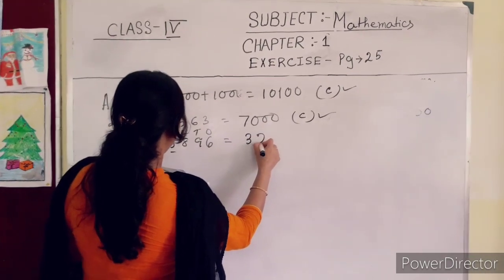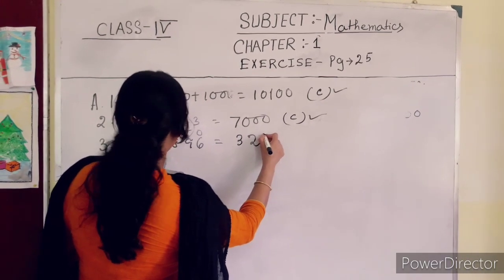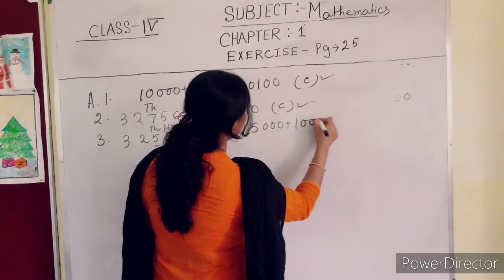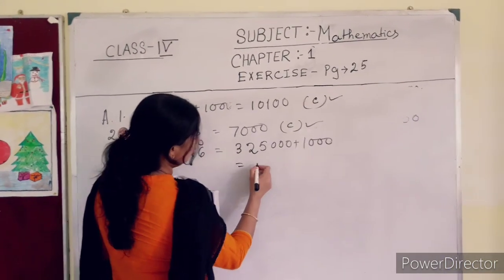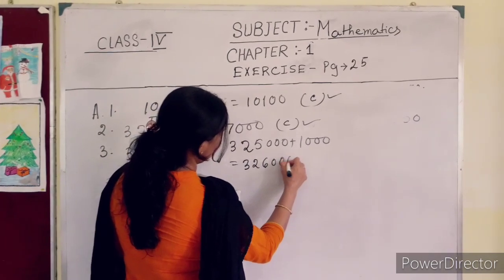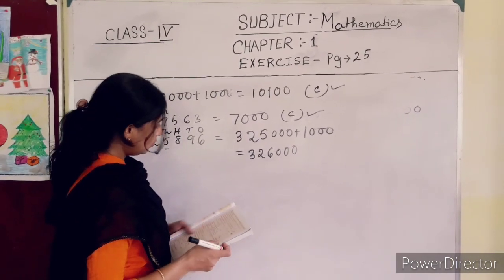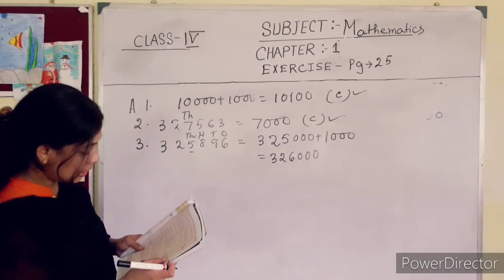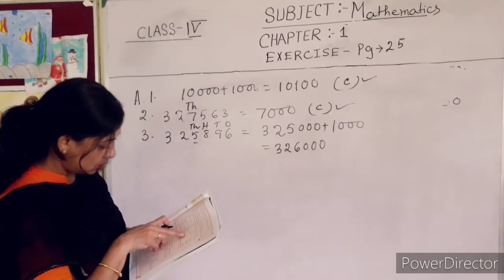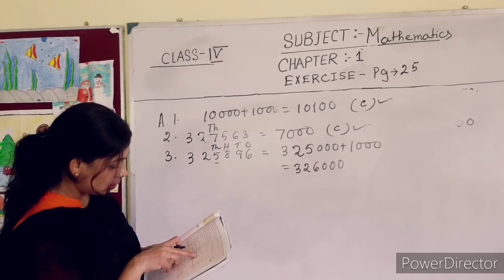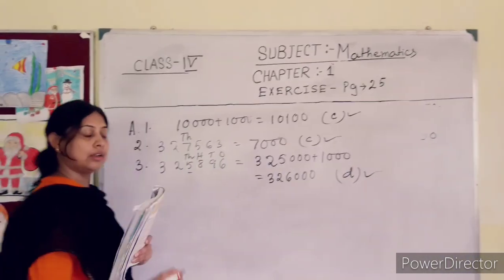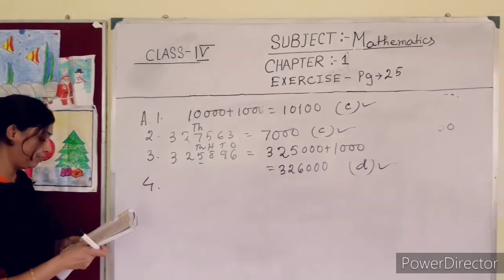So you will get 3,25,000. After you will add 1000. So your answer will be 3,26,000. Option D is correct. Now 4.